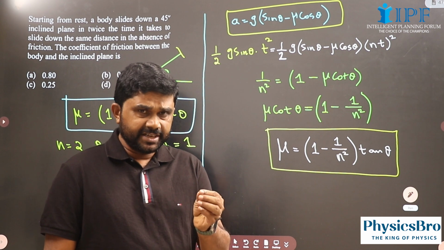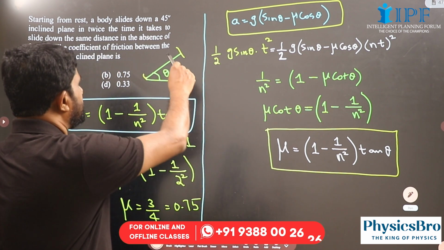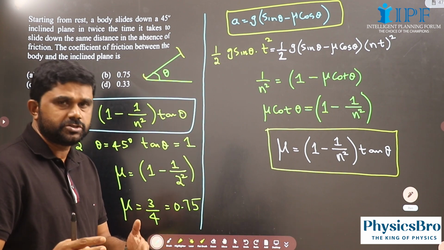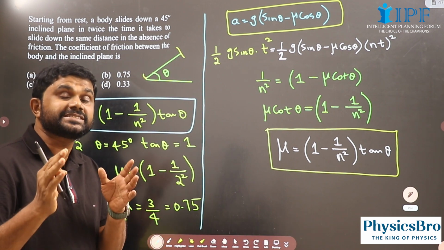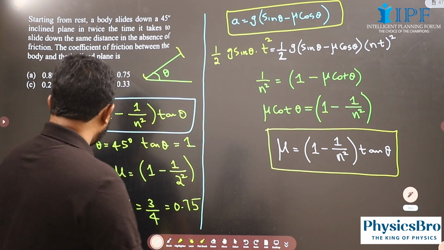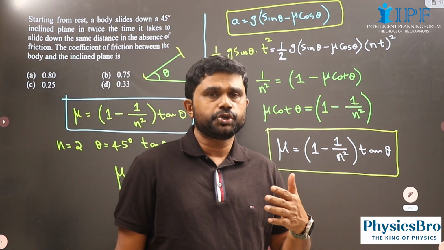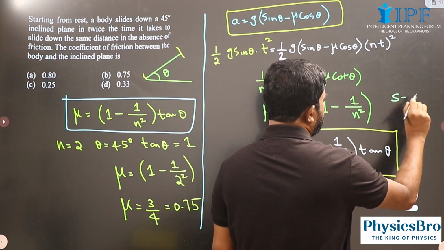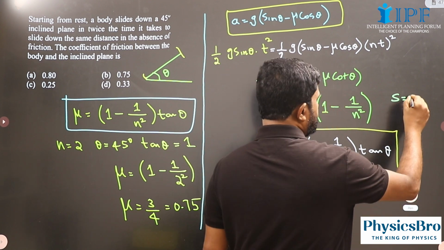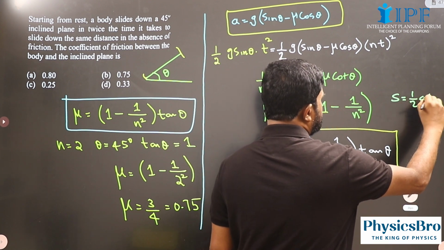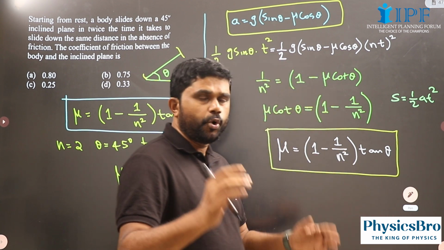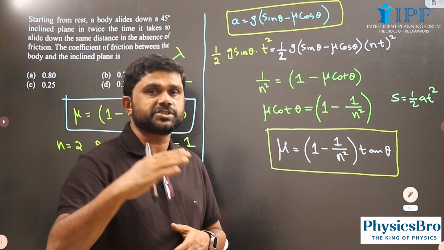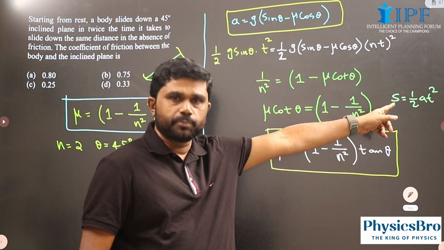Now in the first case, there is no friction. The body starts from rest and covers a displacement S. In the second case also, the body starts from rest and covers the same distance S. Now let us see, S equal to ut plus half at square. In both cases the body starts from rest, so u equal to 0. So S will be half at square. In both cases, with friction and without friction, the body has to move through the same displacement. So S is the same in both cases.